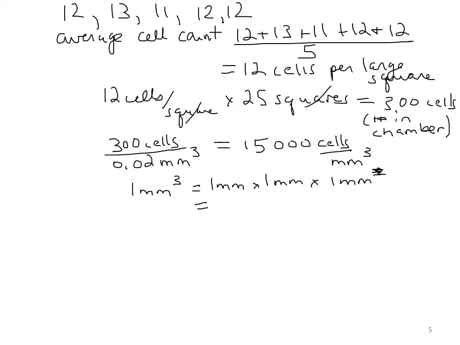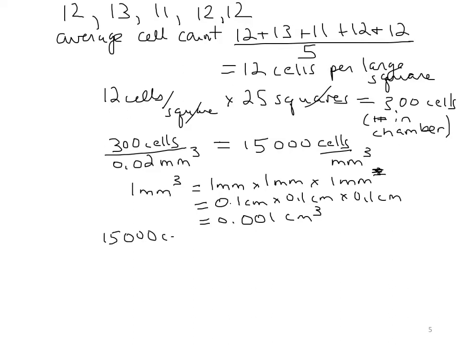So that means that if you know the relationship between a millimeter and a centimeter, which you should if you're familiar with the metric system used by scientists across the world, you know that there are 10 millimeters in every centimeter. So 1 millimeter is the same as 0.1 centimeters. So 0.1 centimeters by 0.1 centimeters by 0.1 centimeters is the same equation, okay? And that's going to equal 0.001 centimeters cubed.